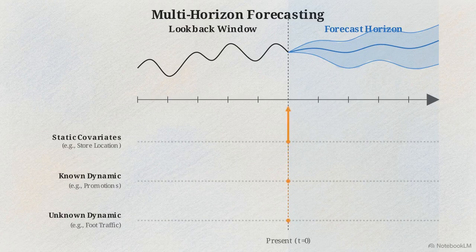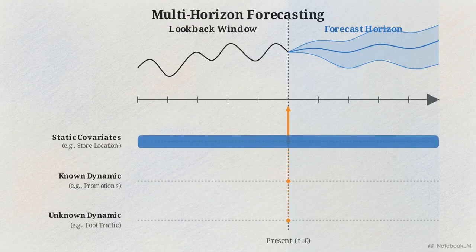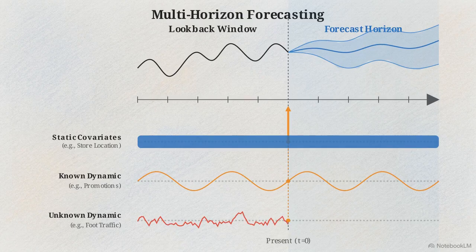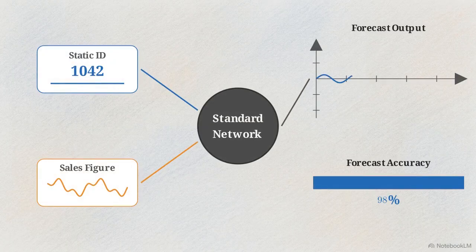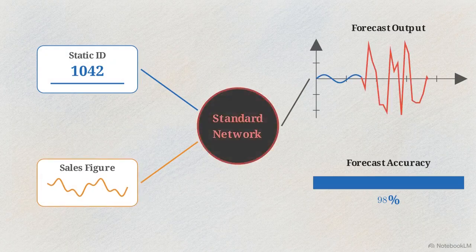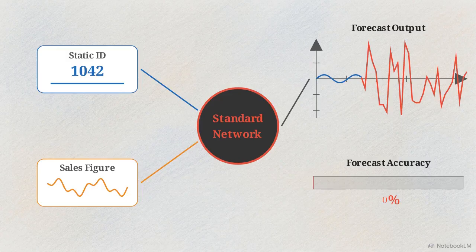Generating these requires processing heterogeneous data streams: time-invariant static covariates like store locations, time-varying known inputs like scheduled promotions, and time-varying unknown inputs like sudden foot traffic fluctuations. Feeding these wildly different data types directly into a standard predictive model causes it to break down. The network struggles to weigh a static ID against a rapidly fluctuating sales figure, destroying forecast accuracy.